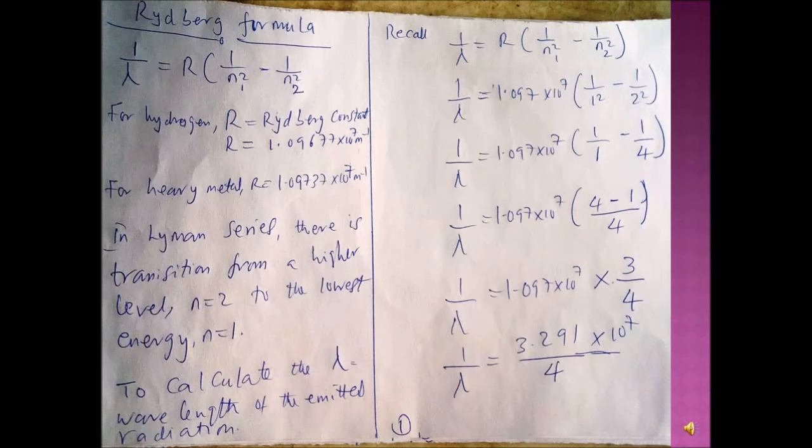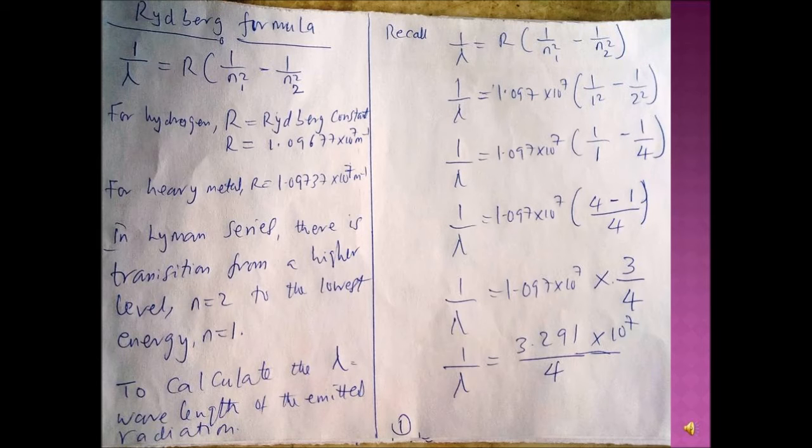We have it as 1 over lambda equals R times (1 over n1 squared minus 1 over n2 squared), bracket close. Then we have the Rydberg constant with this value, 1.09677 times 10 raised to the power 7 per meter. And for other elements that are heavier than hydrogen, we also have their Rydberg constants.